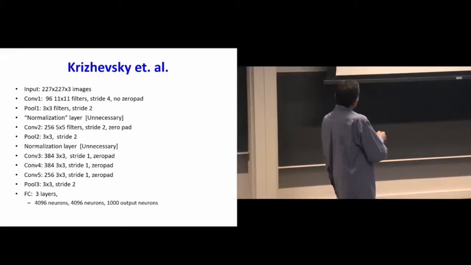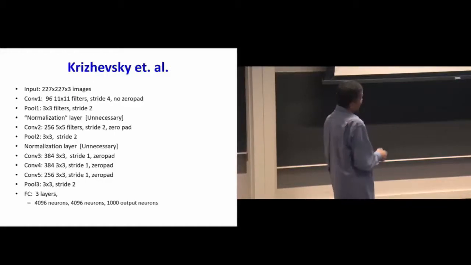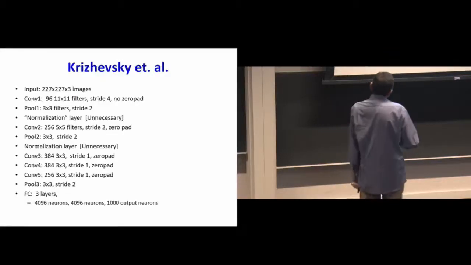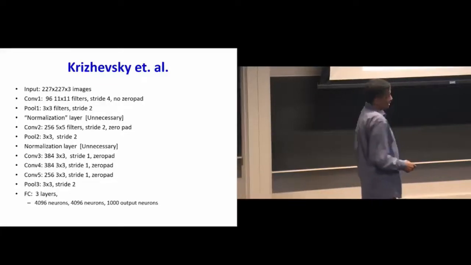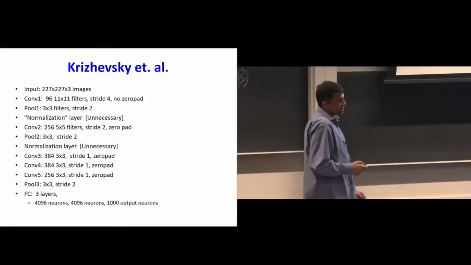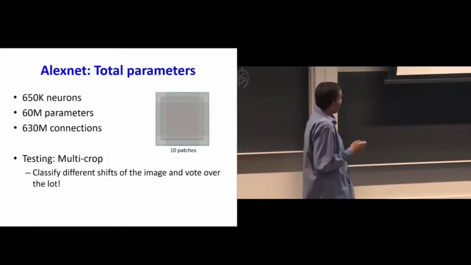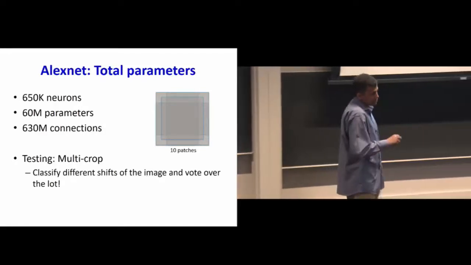So the inputs were all scaled to 227 cross 227, and you have RGB, so 3 images, right? Then the first layer had 96 11 cross 11 filters. Then you had 3 cross 3 pooling layers with a stride of 2. Then you had 256 5 cross 5 filters, and then pooling over 3 cross 3. Then you had 384 3 cross 3 filters. Then you had 384 more 3 cross 3 filters. And then you had 256 more 3 cross 3 filters. And then you had fully connected layers. And when everything was said and done, you had 650,000 neurons, 60 million parameters, 630 million connections. Many of them are shared.